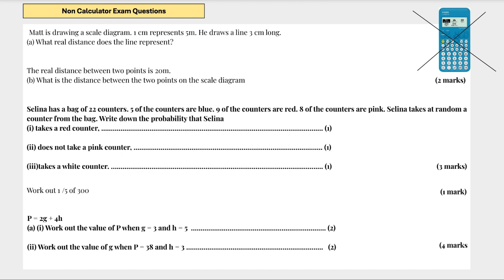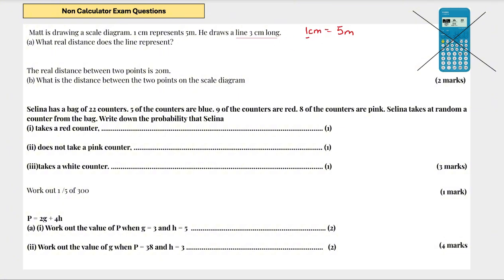This video is going to show you some questions that are on a past exam paper, Edexcel. It's a non-calculator exam, so you must show your workings out. So the first one, Matt is drawing a scale diagram. It represents 1 centimetre is 5 metres. So for every 1 centimetre, it equals 5 metres. He draws a line 3 centimetres long. What real distance does the line represent?